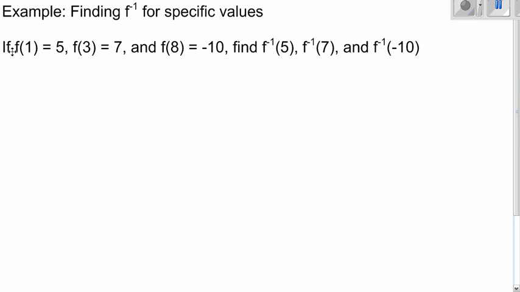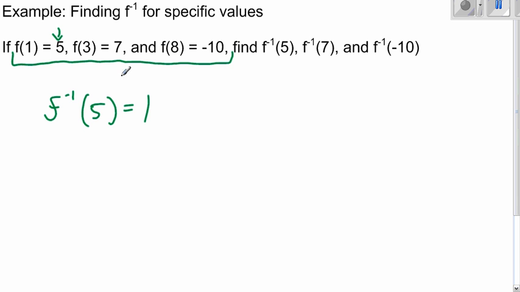So here's our function, a few values for it. f of 1 is 5, f of 3 is 7, f of 8 is negative 10. Then we're going to find the inverse from these values. So f inverse of 5, that's really saying what input would give 5 as an output. So refer back, here's 5 as an output, the input was 1. So f inverse of 5 is 1. 1 is what we would have to plug in to get 5.